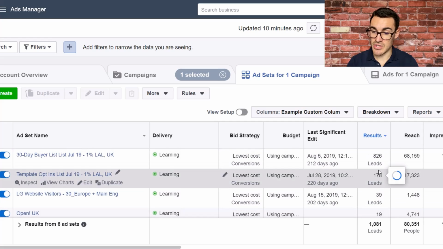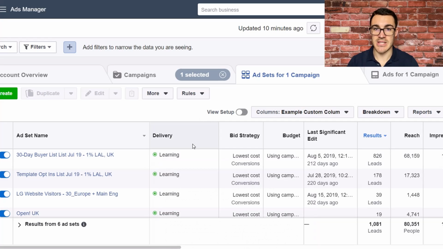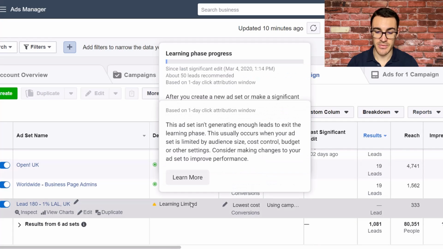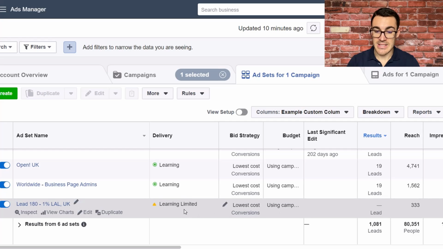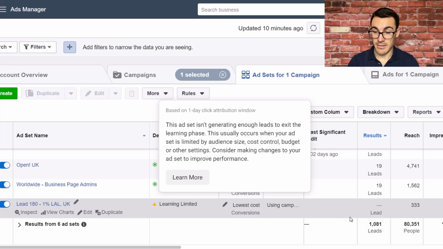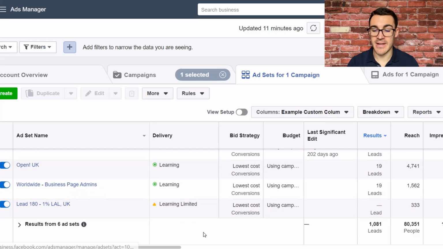All the other ad sets that have generated leads, some of which a lot more than others, all say learning. I've just, as I said, made a significant adjustment to these, so they're in the learning process right now. Learning limited in this scenario means there's an issue. Clearly, no leads have been generated. I need to make adjustment to some stuff. I need to do some things in order to make an adjustment.